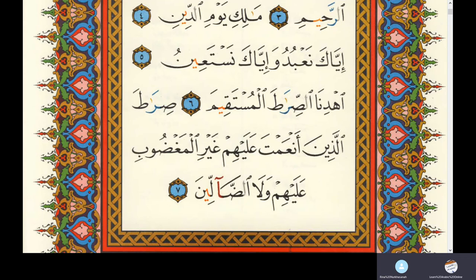Wa la dallin. Wa means and, la means not. Dallin, those who are astray. What is astray? Astray means the one who has lost his path. For example, let me give you an example. Tell me the names of two cities of Indonesia. Jakarta and Bekasi.